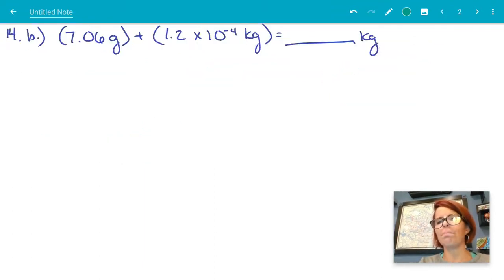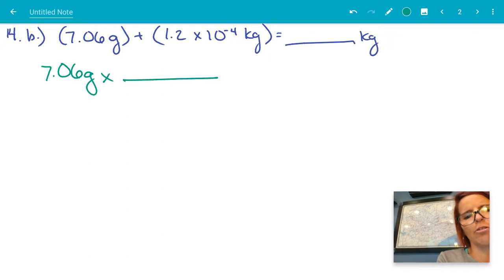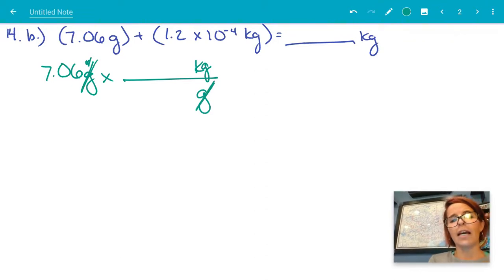Let's try 14B. It says 7.06 grams, not times 10 to the anything, plus 1.2 times 10 to the negative fourth kilograms. And the answer needs to be in kilograms. Okay, so we're in grams again. So the first thing we need to do is convert it into the correct units. 7.06 grams times, and I draw my conversion factor. Grams is on top again, so I'm going to put grams on the bottom and kilograms on top. That makes my grams cancel out. And I know that it was 1 kilogram for every 1,000 grams.